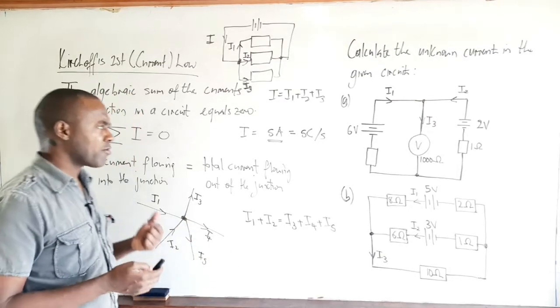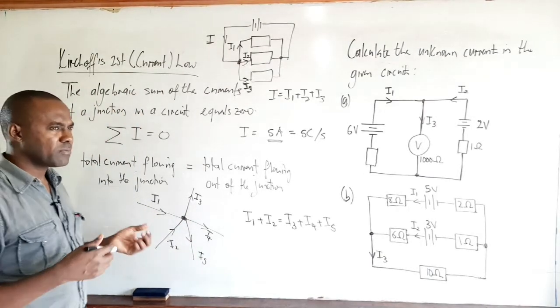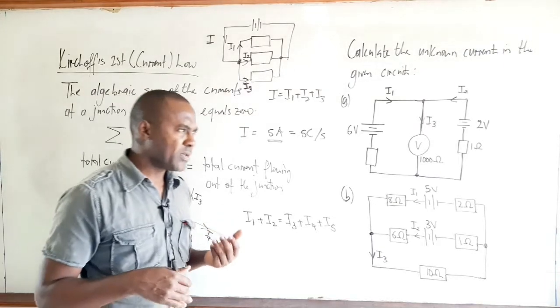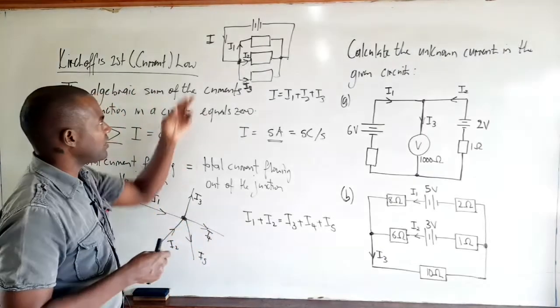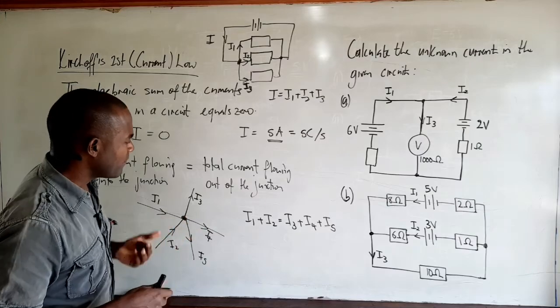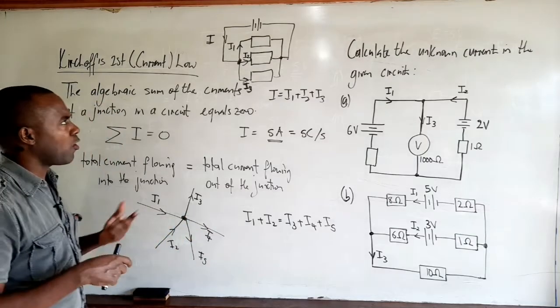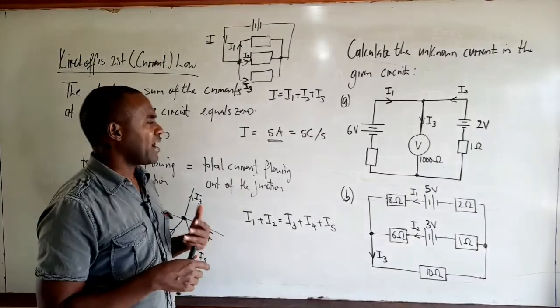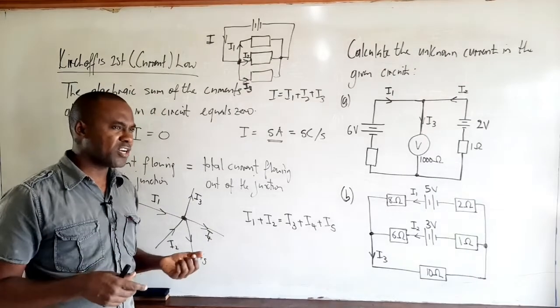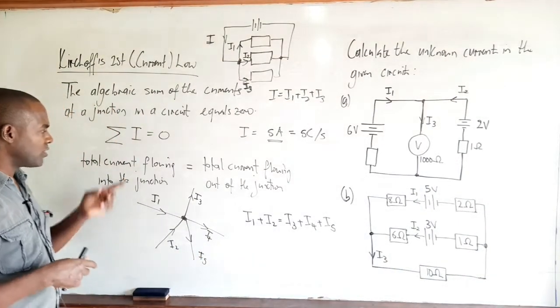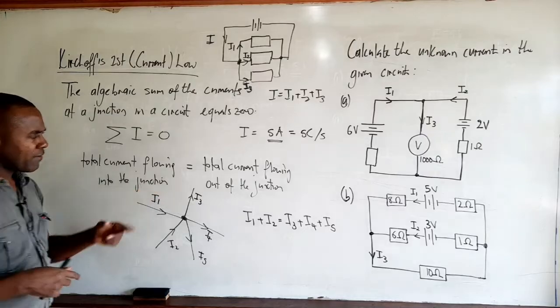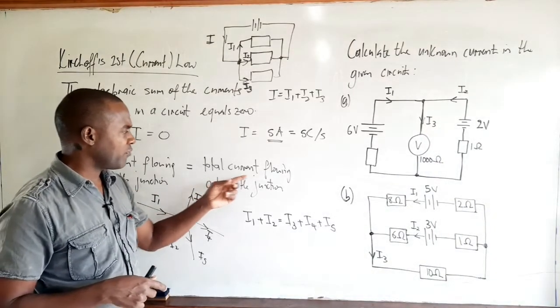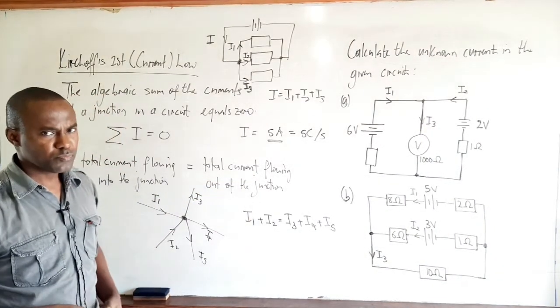So again, Kirchoff's first law is based on the principle of conservation of charge, and this basically means that the total charge flowing into a junction per unit time must be equal to the total charge flowing out of the junction per unit time. And since current is the rate of flow of charge, then it basically means that the total current flowing into the junction must be equal to the total current flowing out of the junction.